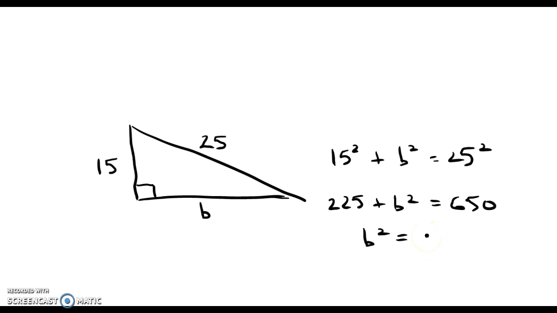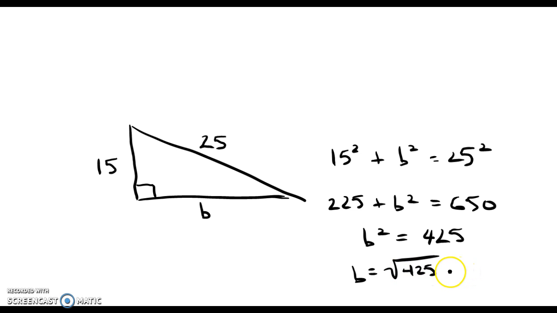That's equal to 425. Yes, it's equal to 425. Now, b is equal to the square root of 425, but we've got to simplify this radical.